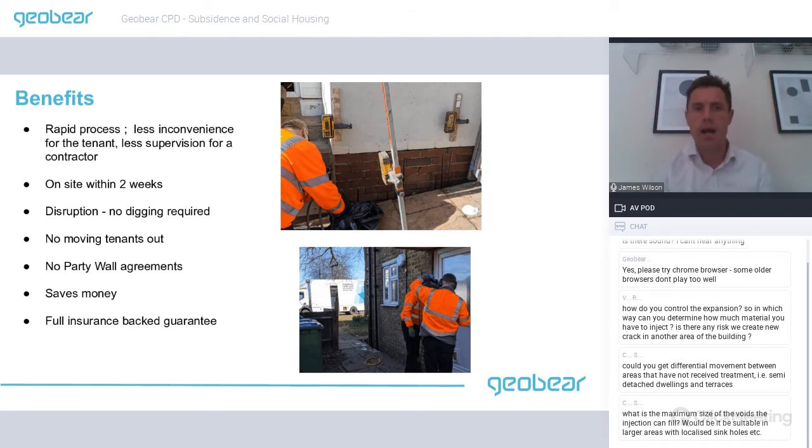So people don't have to move out. People aren't having big skips outside the property where you've got to cart all the soil away. You just totally avoid all of that with what we do. Then also it saves money. It saves money both on the upfront direct costs of the solution, but it also saves money long term because you don't have to move people out, you don't have to reinstate the whole garden, you don't have to rebuild all their floors and these sorts of things. And then you get a full insurance back guarantee as well.